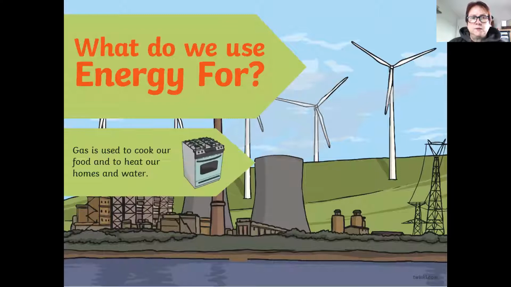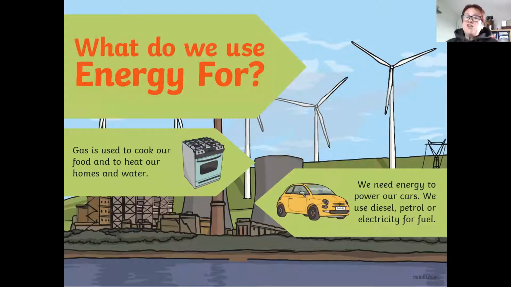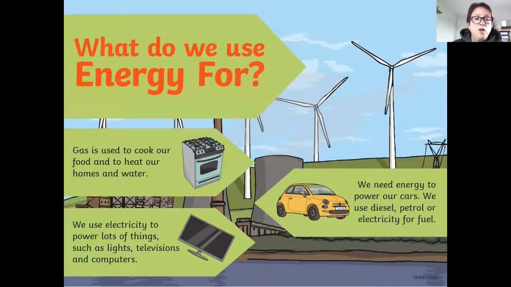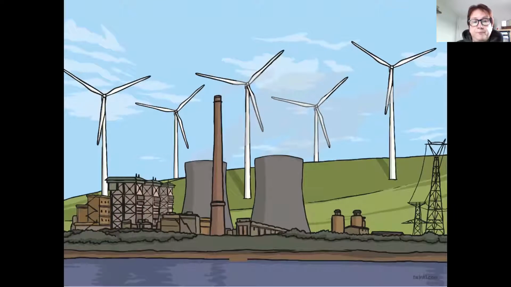So what do we use our energy for? We use our energy to cook our food, to heat our homes, and water. We need energy to power our cars. We need diesel, petrol, or electricity for fuel. We use electricity to power lots of things, such as lights, televisions, computers, the devices. You're using lots more electricity at the moment because we're asking you to watch your screens, either on the television or on a computer. All this is using electricity.